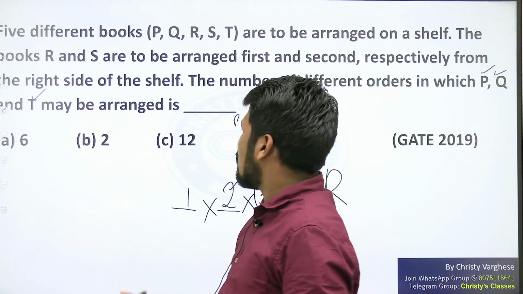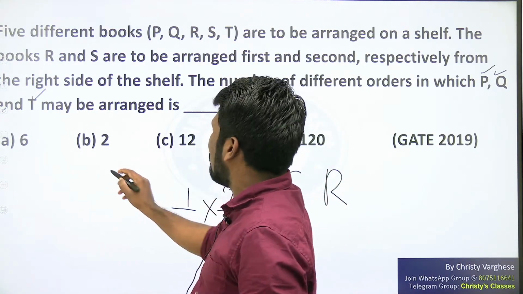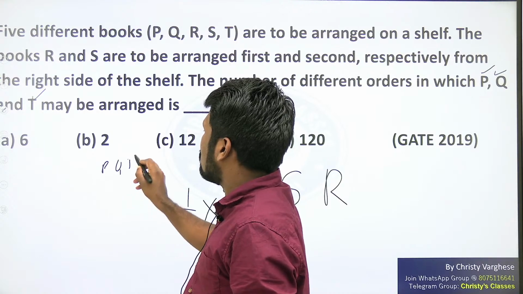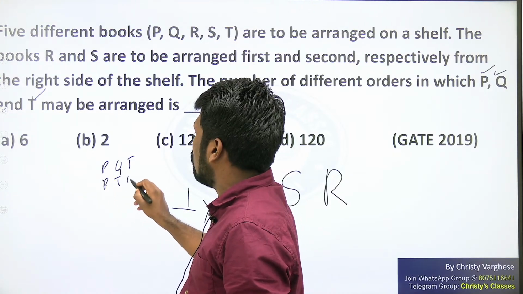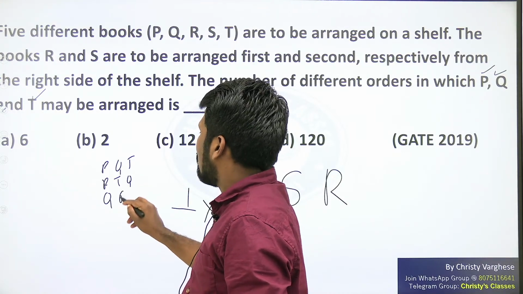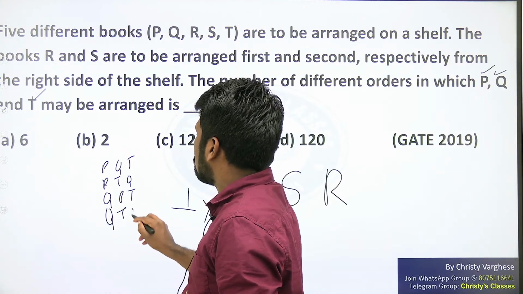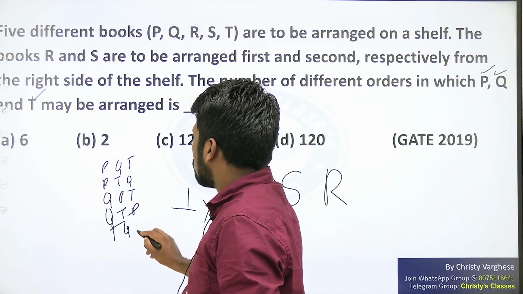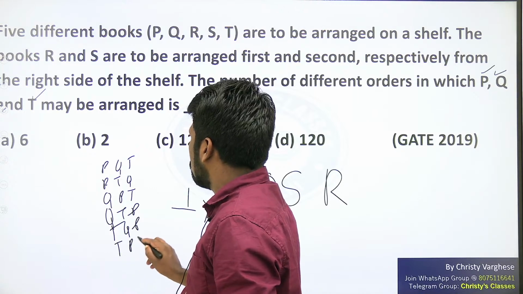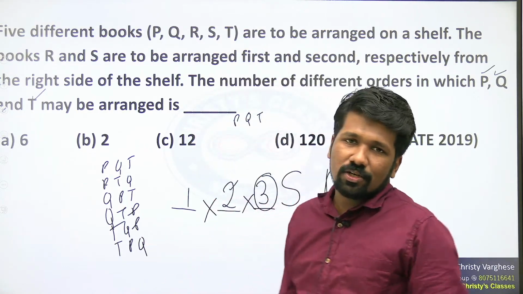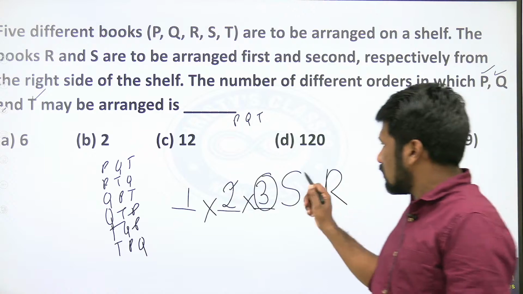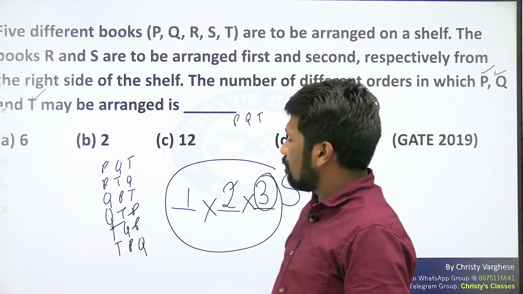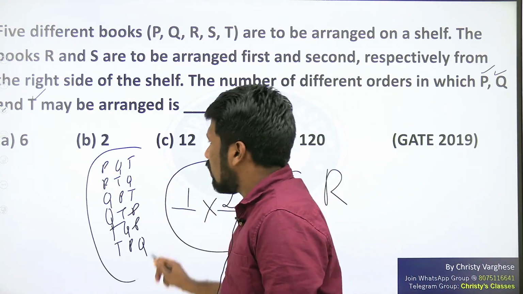Or as the numbers are small, if you list it out also, there is no problem. PQT is a possibility, PTQ is a possibility, QPT is a possibility, QTP is possible, TQP is possible, TPQ is also possible. But listing is not possible for bigger numbers. So this is the fundamental principle way of doing it. This is the counting way of doing it.